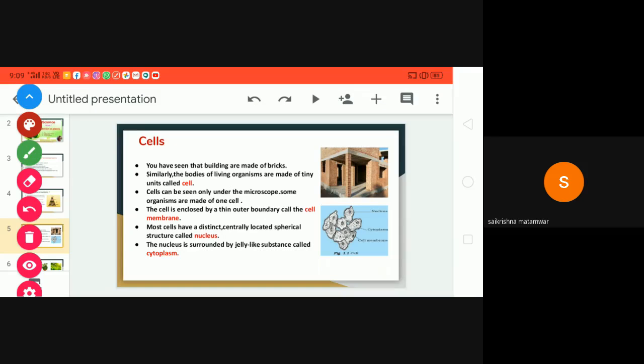Okay, the cell. If you observe, this is the structure of a cell. Below the building there is a structure of cell. Can anybody explain what it is? The cell is enclosed by a thin outer boundary called the cell membrane.